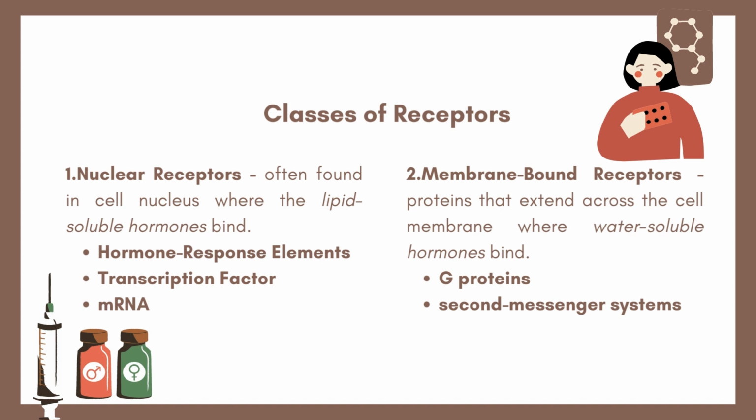Membrane-bound receptors are proteins that extend across the cell membrane where water-soluble hormones bind, with hormone binding sites exposed on the cell membrane's outer surface. Since lipid-insoluble hormones cannot enter the cell and act directly on DNA, they do not directly affect the target cells. Binding of these hormones to cell surface receptors results in activation of a signaling pathway. This triggers intracellular activity and carries out the specific effects associated with the hormone.